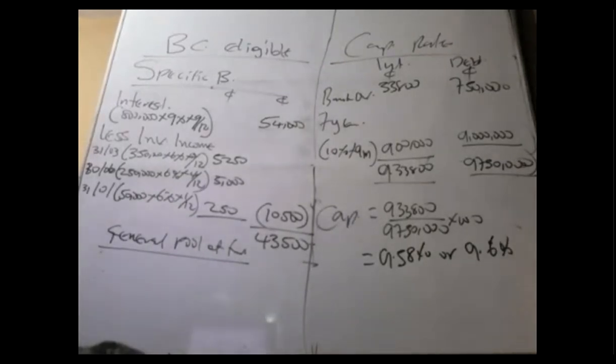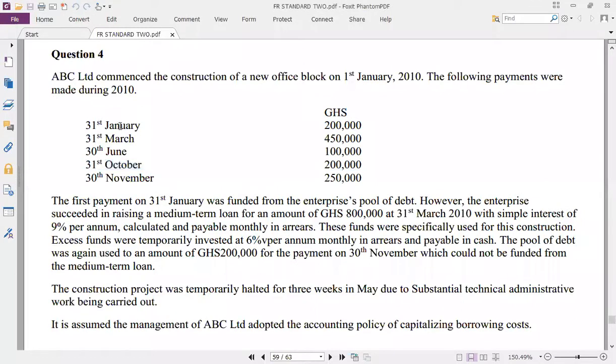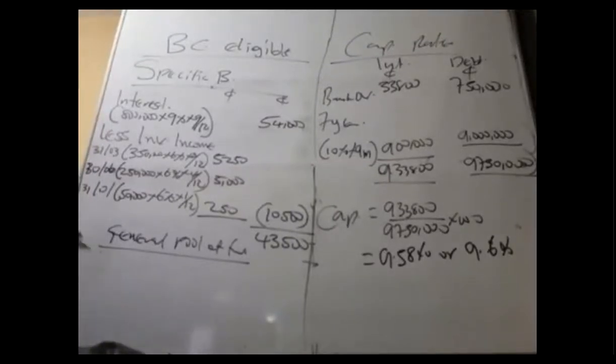The general pool of fund was used on 31st January 2010. So from 31st January up to the year end will be 11 months, right? So 200, and then we have to use the capitalization rate that we calculated. So don't forget, right here, 31st.